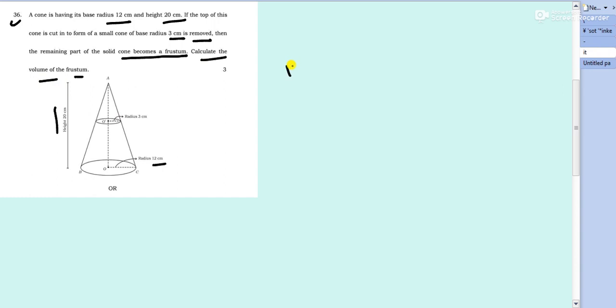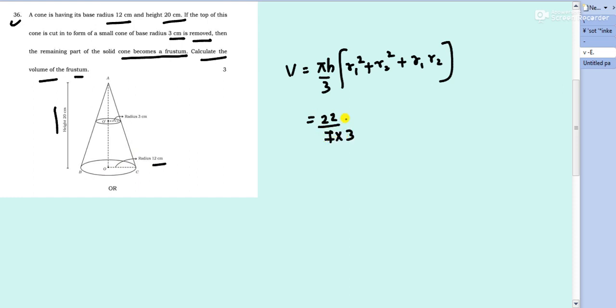So what is the formula to find volume of a frustum? V is equal to pi h by 3 into r1 square plus r2 square plus r1 into r2, right? So we already have this data, correct? Just substitute. Pi you can take it as 22 by 7 into 3 into height. Yes, this is very important. That's why they have given it for 3 marks.